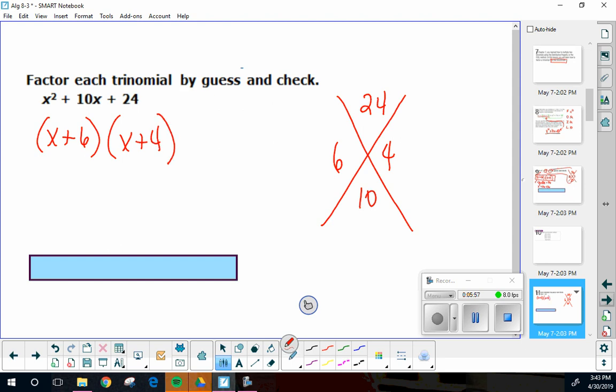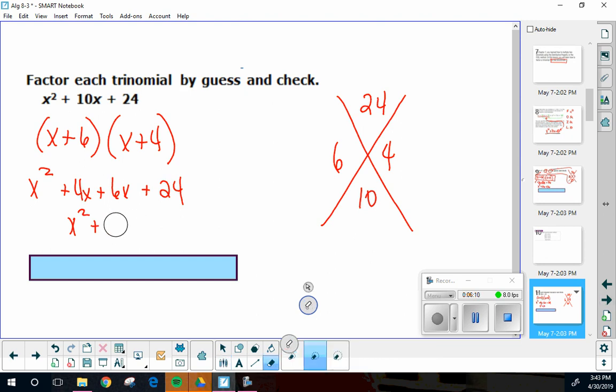And so let's try it. Front, outer, inner, and then the last one brings us to x squared plus 10x plus 24. Check.